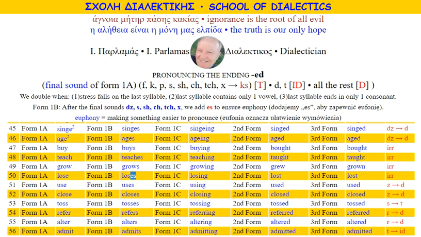Just a moment. So lose, the final sound is Z. So we have to retain euphony, loses, okay. Use, the final sound is Z, so we have to retain euphony, uses, using, used, used. Final sound Z, and ed is pronounced like D.